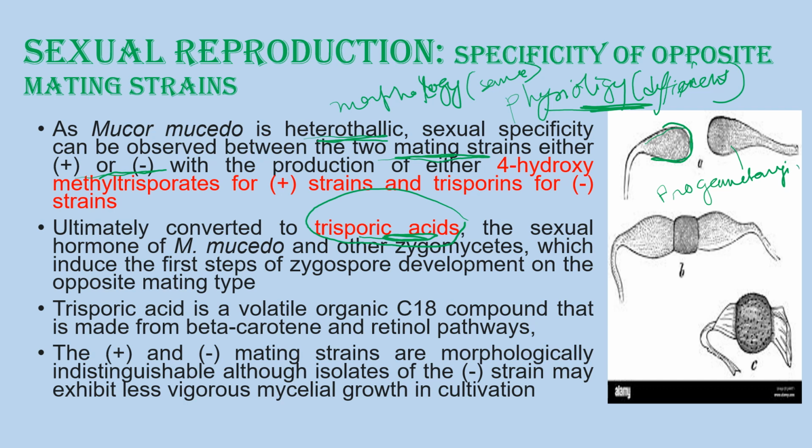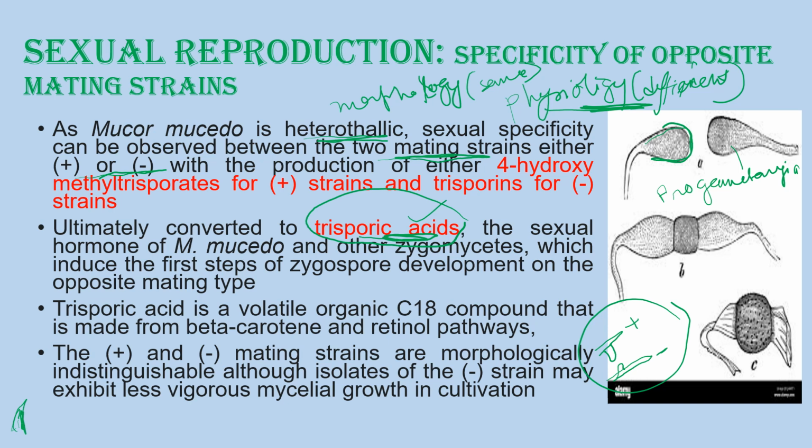So what happens is that this is the mycelium of a positive strain, and this is another mycelium of the negative strain. So this is positive, this is negative. Only when they are close enough, they develop certain special branches towards each other. And for the development of these special branches called progametangia, trisporic acid is very much essential. It acts as a stimulant.